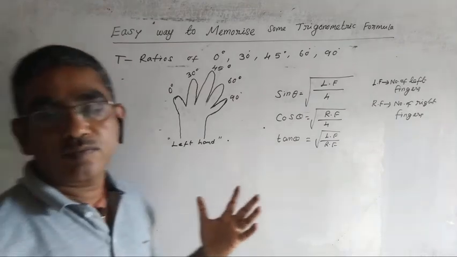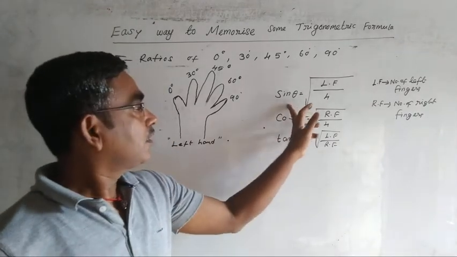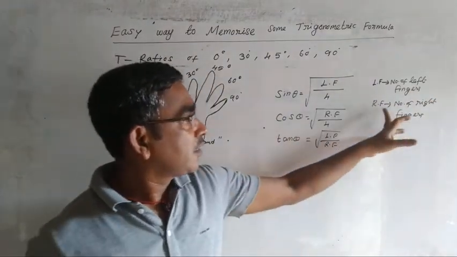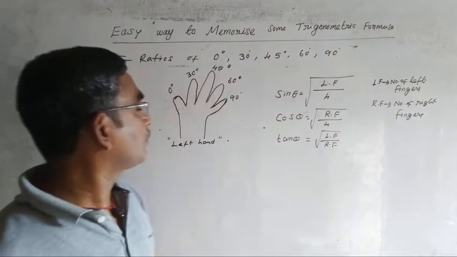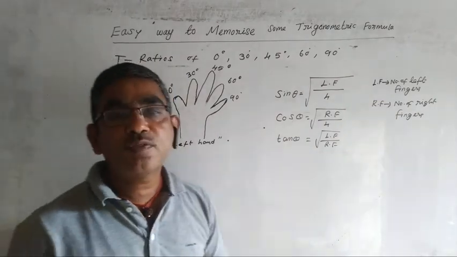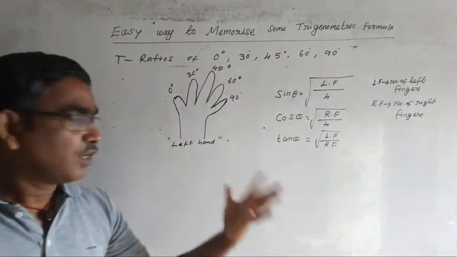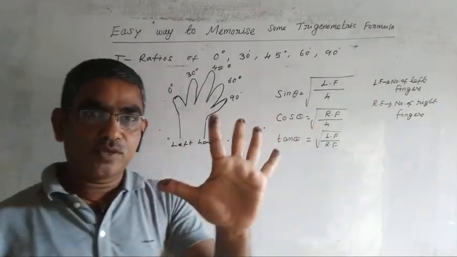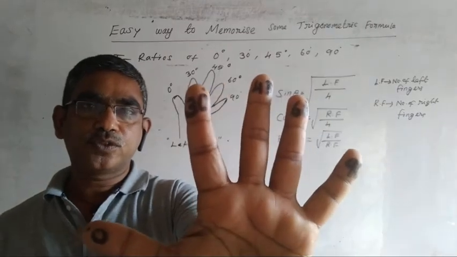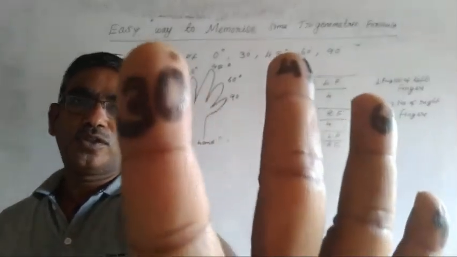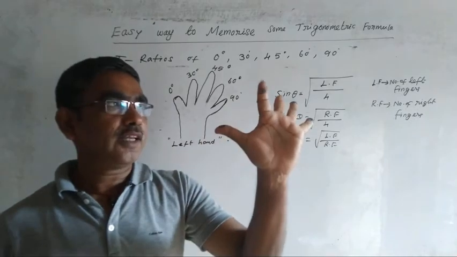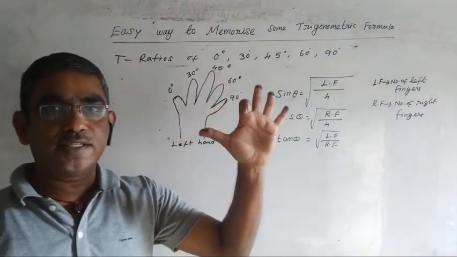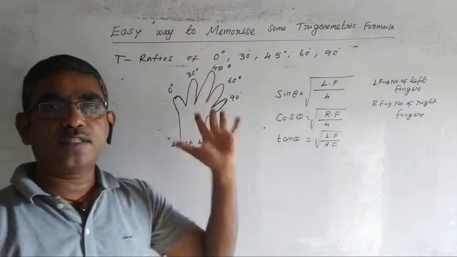So sin theta is number of left fingers by 4. Cos theta is number of right fingers by 4. And tan theta is left fingers by right fingers. So I take the left hand side. If you want 30 degree, you close the 30 finger. Now see how many left fingers, how many right fingers. Left finger is 1, right finger is 3.